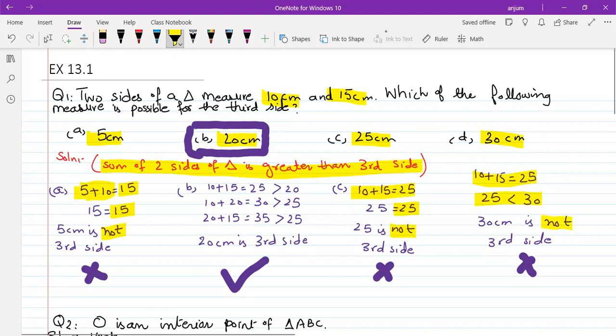But when we look at option number B, what happens is that 10 plus 15 is 25, which is greater than the third side, 20. And 10 plus 20, which is 30, is greater than the third side, 25. And 20 plus 15, which is 35, is greater than the third measurement, 25. So option number B, 20 centimeter, is the possible third side of a triangle whose two sides are 10 centimeter and 15 centimeter.